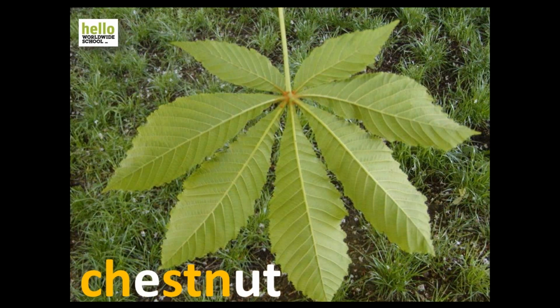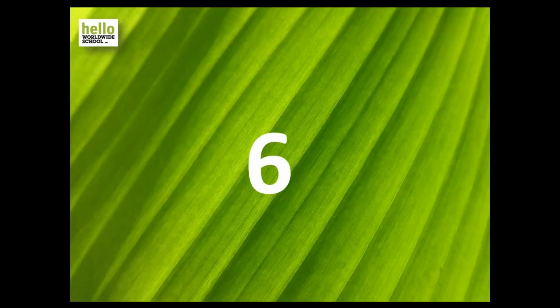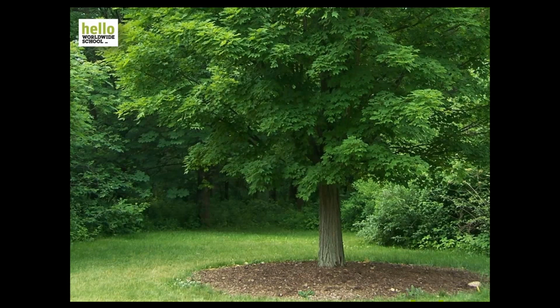That's a chestnut. Okay, we'll have 2 more trees and then we'll have a short break to test your memory. So here goes tree number 6. Tree number 6, right, has very characteristic leaves actually, and it's called maple.